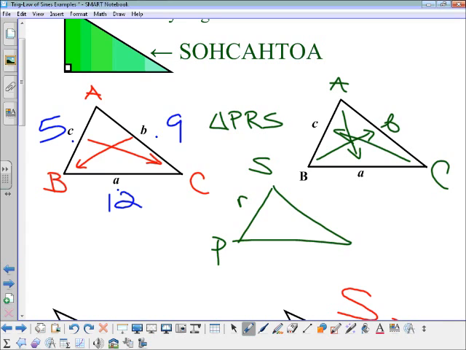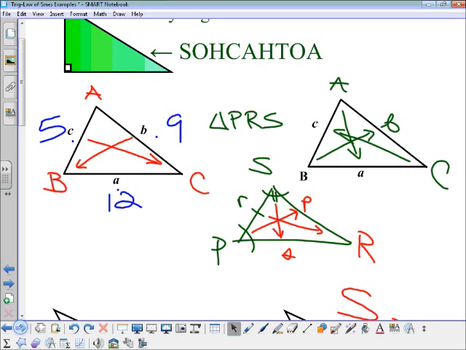So if they give you triangle PRS, and they give you angle P, side R, angle S, well, it's easy to tell what goes where. R has to be the angle opposite side R. Side S has to be opposite angle S. And side P has to be opposite angle P. That is standard notation. Know it, use it, love it.